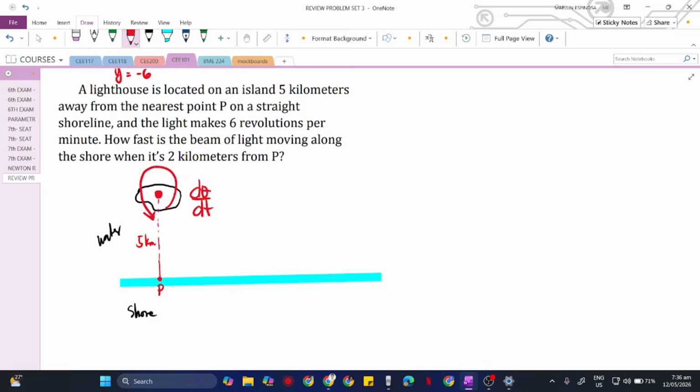That is the change of theta, or rotation, with respect to time. And it is said to be 6 revolutions per minute. Let's convert the revolution into radians. In one revolution, one rotation, that is 2 pi radians. If you remember, we cancel the revolution, and that is 12 pi radians per minute. So, that is our d theta over dt of the lighthouse.